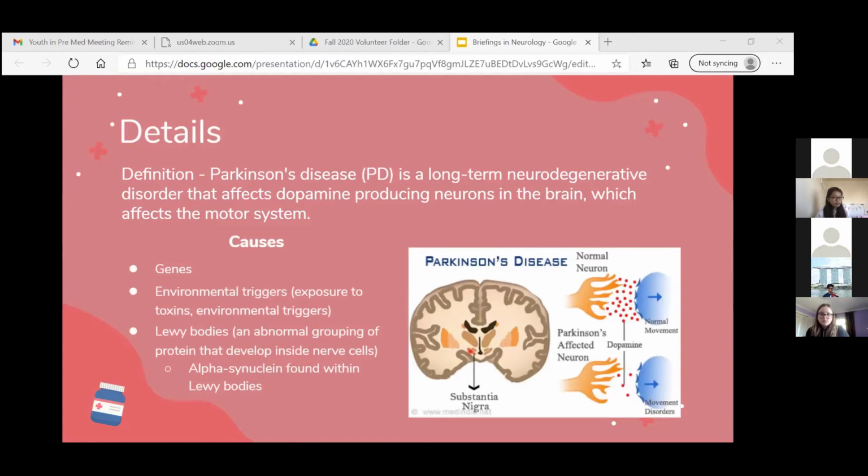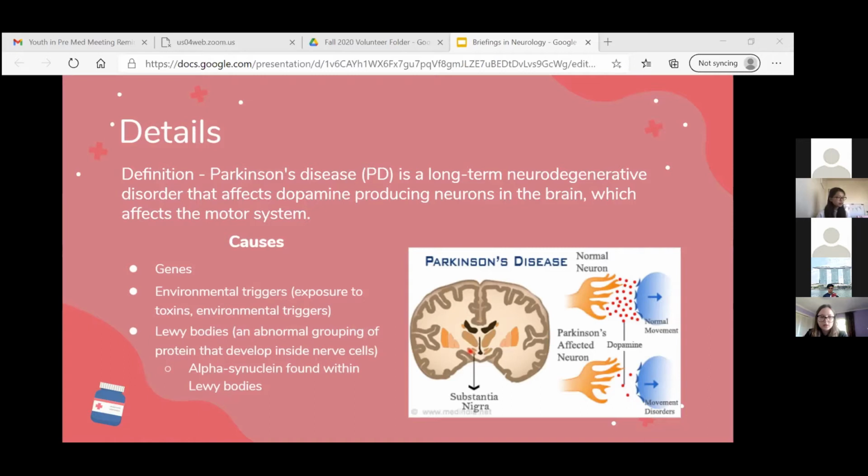So yeah, Parkinson's disease is a long-term neurodegenerative disorder that affects dopamine-producing neurons in the brain, which affects the motor system. But in simple terms, it affects your movement. Causes or things that can raise your chances of having it are genes, environmental triggers, and Lewy bodies, which are abnormal groupings of protein that develop inside the nerve cells, which in part are made of a protein called alpha-synuclein, mutations of which influence the development of Lewy bodies inside the neurons.